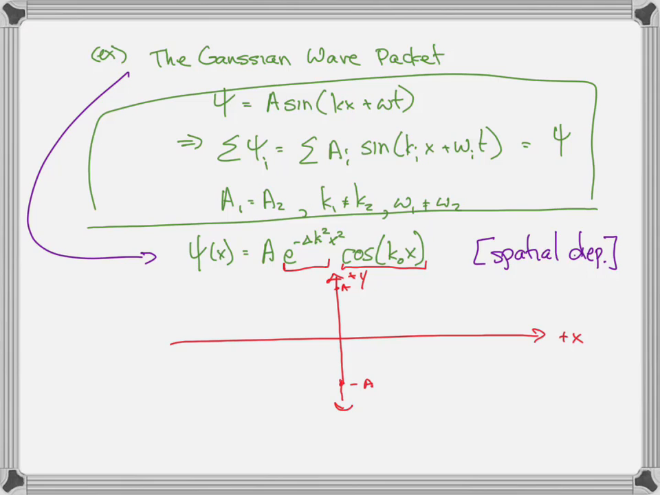And a minimum, or a maximum in the other direction, of minus A. And then the envelope term, e to the minus x squared, goes like this. I should draw it in a different color, orange. So the envelope term is like this. You can go ahead and graph it for yourself. And like this. Okay, so that's your envelope term.